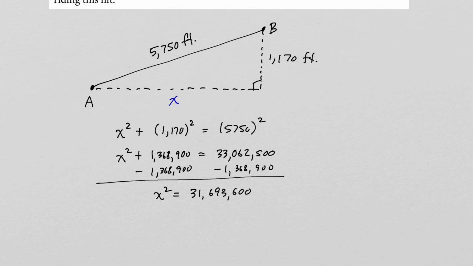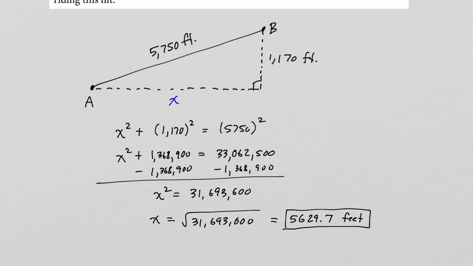This is going to give us 693,600. And so we know that x is either going to be positive or negative the square root of this number. But the negative square root doesn't make sense, right? Because x is a distance, and we can't have a negative distance. So I'm just going to take the square root of that answer. And if we do this and round our answer, we have 5,629.7 feet. So the approximate horizontal distance traveled is 5,629.7.